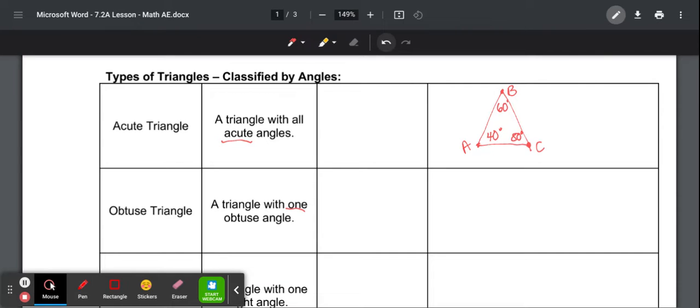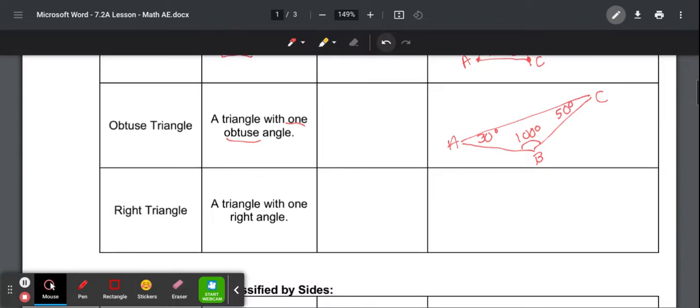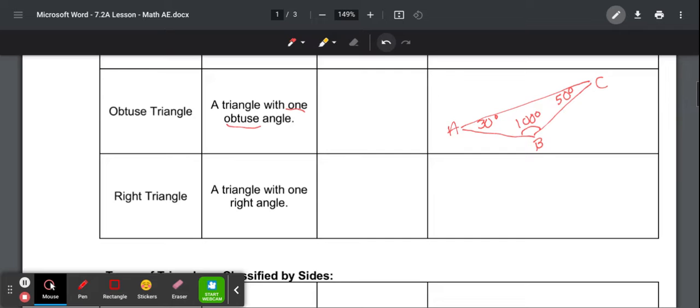An obtuse triangle is a triangle that has one obtuse angle. I'm going to sketch an example. Let's say this angle here is 100 degrees. The angle is more than 90 degrees, so that makes it obtuse. Let's say this angle is 30 degrees, and the top angle is 50 degrees, and I'm going to name my triangle ABC. Now if it's an obtuse triangle, it can only have one obtuse angle, and the remaining two angles are going to be acute.